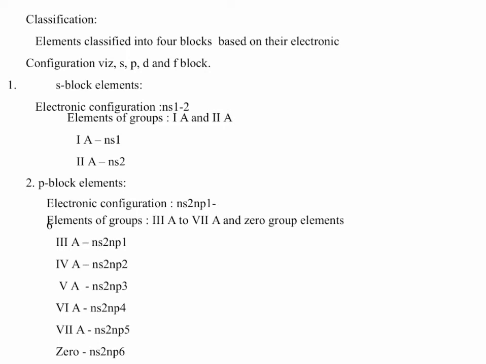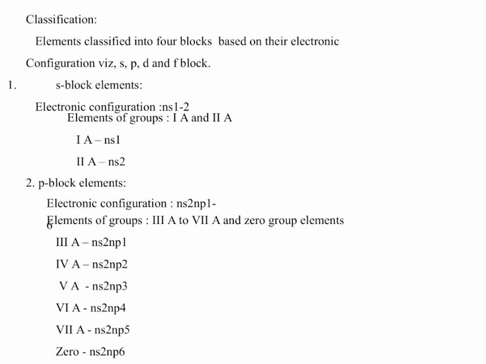Okay. So next, P block elements. The electronic configuration of P block elements is ns2 np1 to 6, because the P orbital contains a maximum of 6 electrons. So the elements of groups 3A to 7A and the 0 group elements. The 3A group has the electronic configuration ns2 np1, 4A has ns2 np2, 5A has ns2 np3, 6A ns2 np4, 7A ns2 np5, and the 0 group elements have ns2 np6.